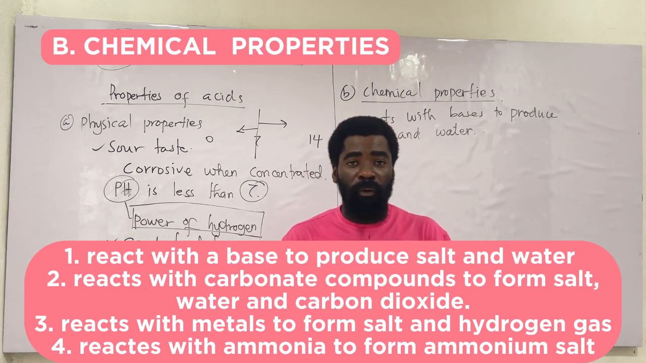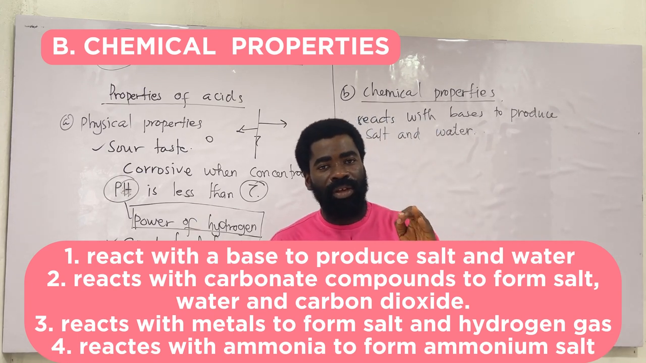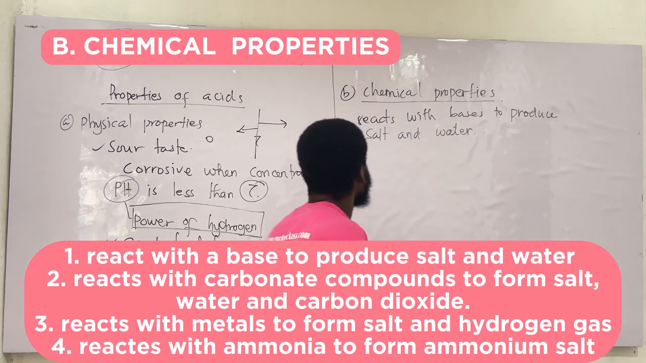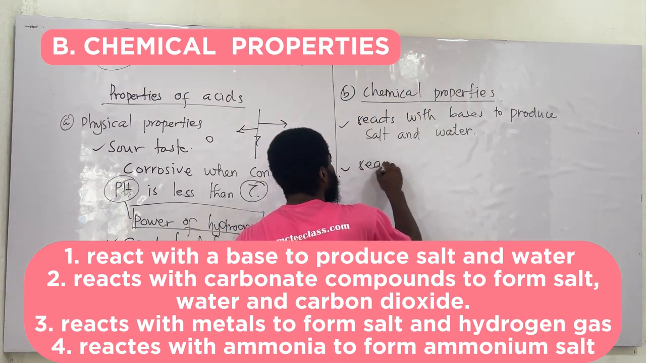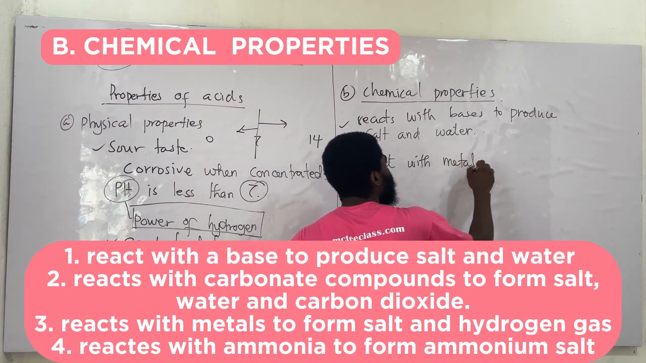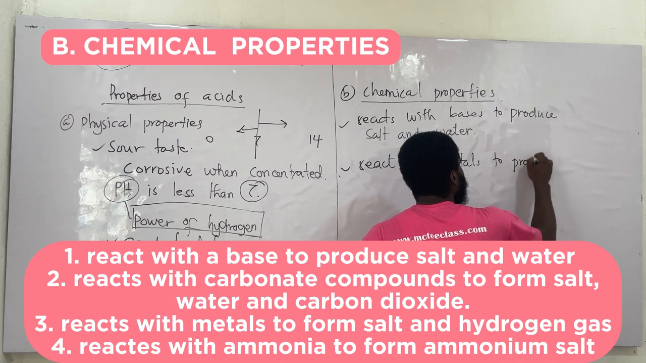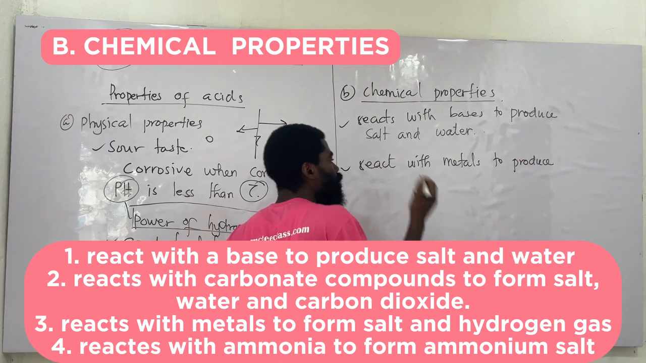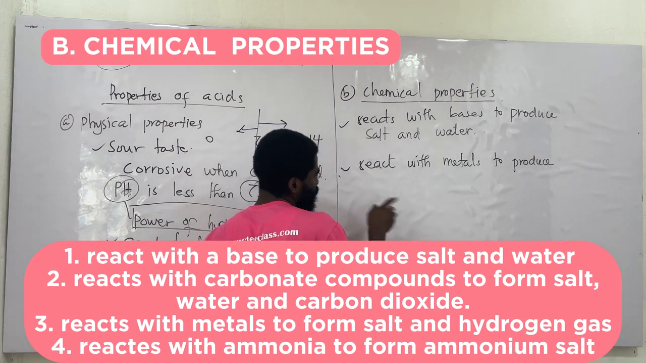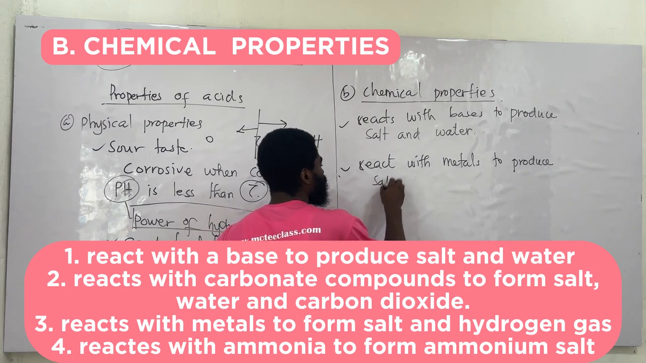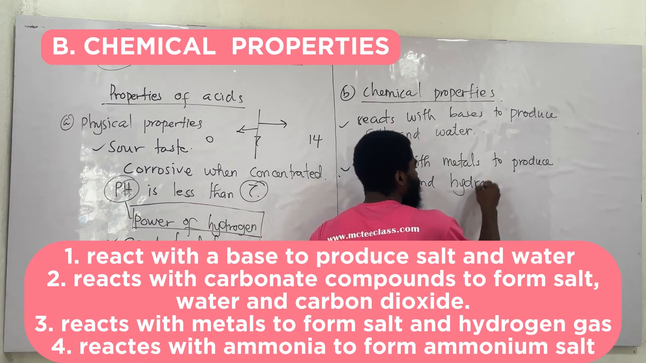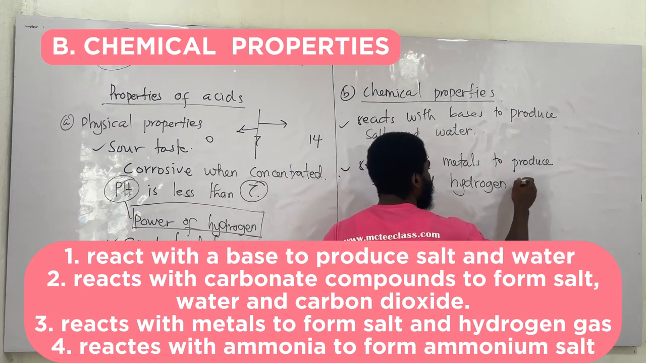Two, they react with metals. Acids always react with metals to form salt and hydrogen gas. So once again, they react with metals to produce salt and hydrogen gas. I'll show you that reaction soon. To produce salt and hydrogen gas. Produce hydrogen what?